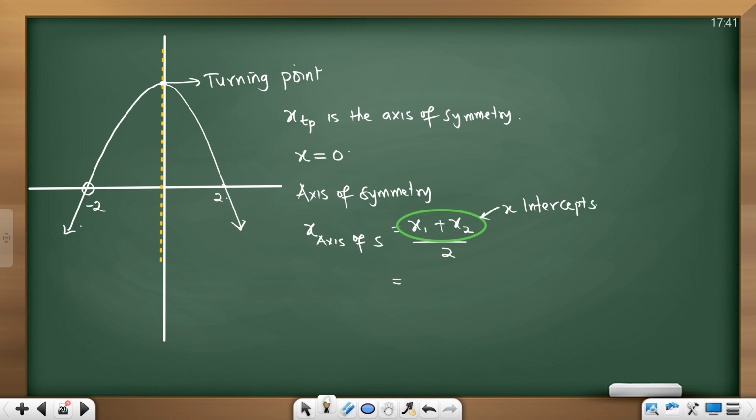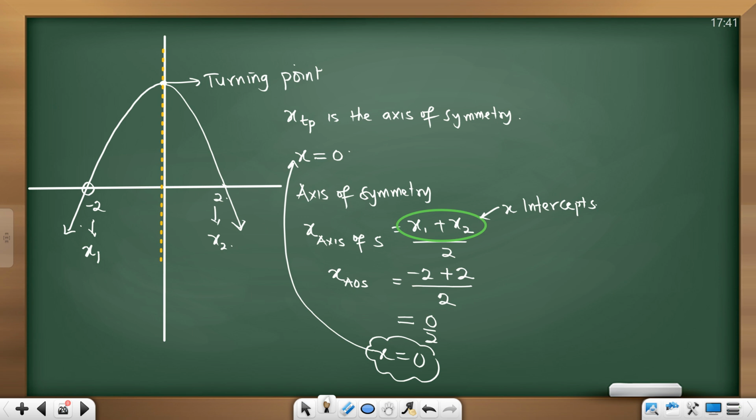I'll give you time to write. Just quickly listen. This is my x1 and that is my x2. So the x axis of symmetry is -2 plus 2 over 2. That will give you 0 over 2. Do you notice we are back at this equation?